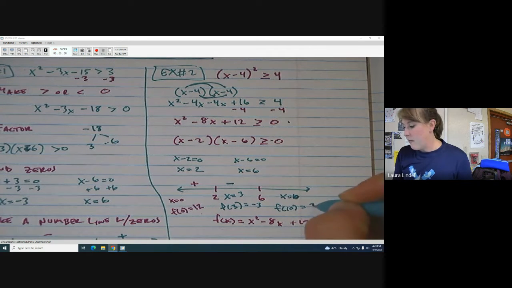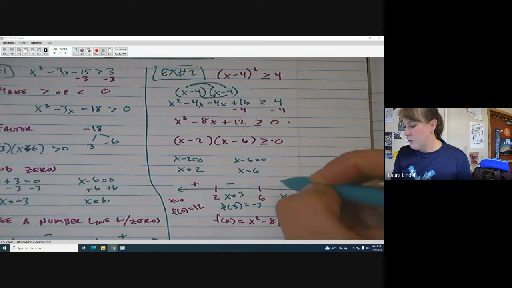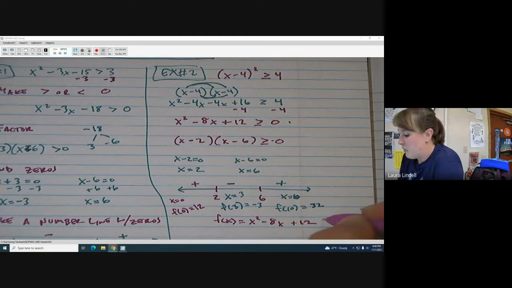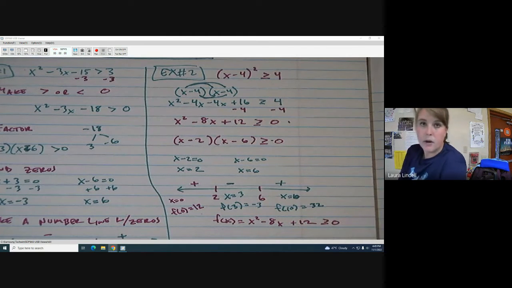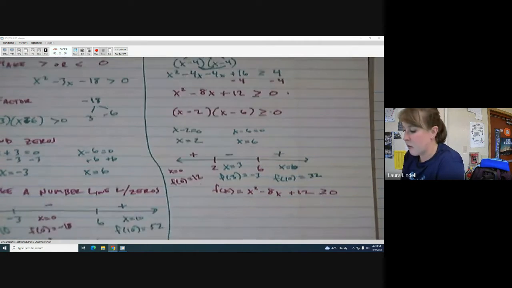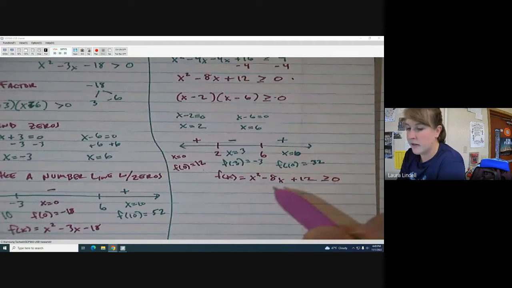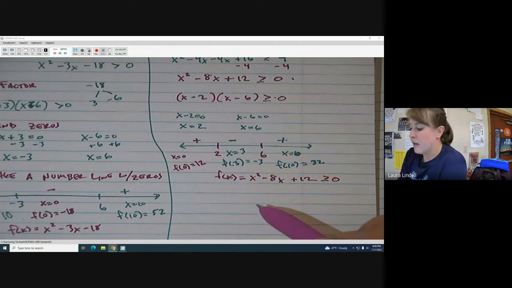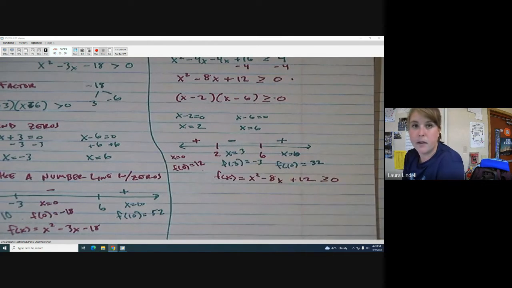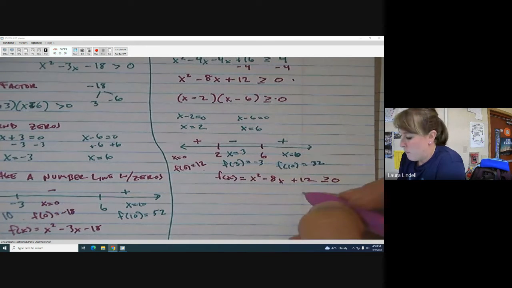And when we do that, we get 32, which is also positive. All right. So now that we want to figure out our solution set, we know that this function has to be greater than or equal to 0. So we want the positive numbers again. But this time, since we have this "or equal to" here, when I go to find my solution as an interval, I need to make sure that I include my endpoints of 2 and 6.